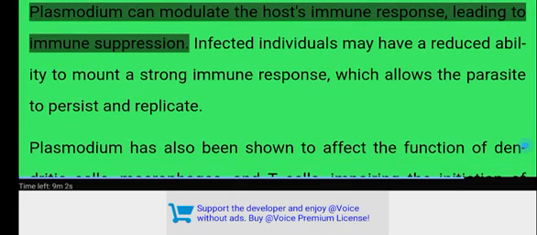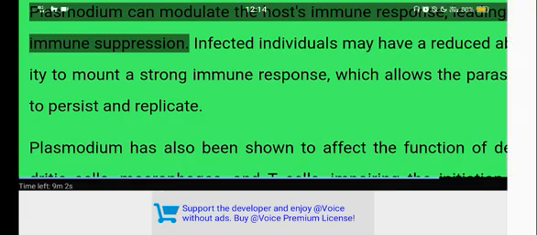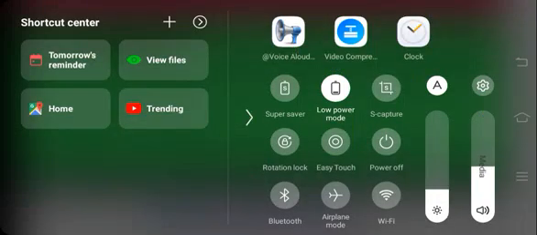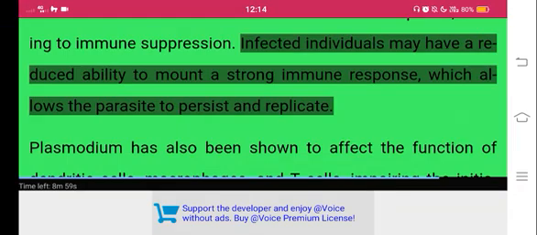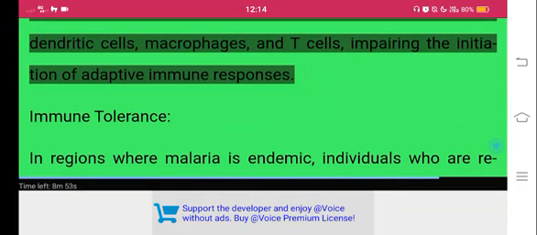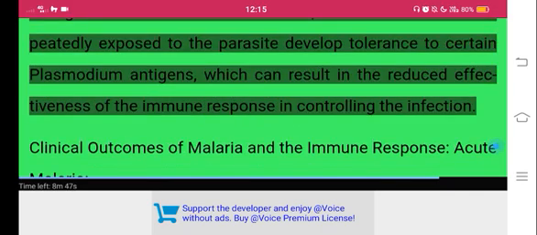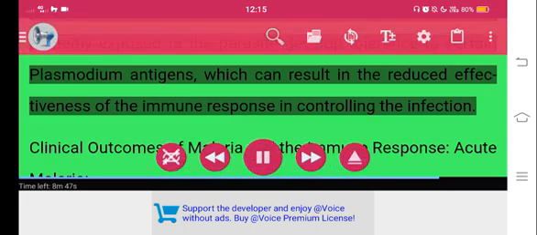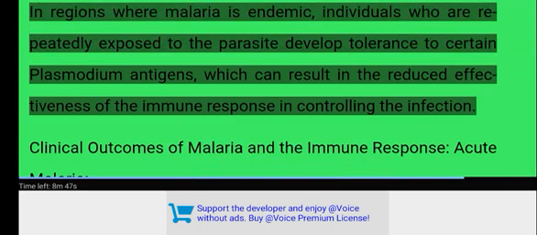Immune suppression. Plasmodium can modulate the host's immune response, leading to immune suppression. Infected individuals may have a reduced ability to mount a strong immune response, which allows the parasite to persist and replicate. Plasmodium has also been shown to affect the function of dendritic cells, macrophages, and T cells, impairing the initiation of adaptive immune responses. Immune tolerance. In regions where malaria is endemic, individuals who are repeatedly exposed to the parasite develop tolerance to certain Plasmodium antigens, which can result in the reduced effectiveness of the immune response in controlling the infection.